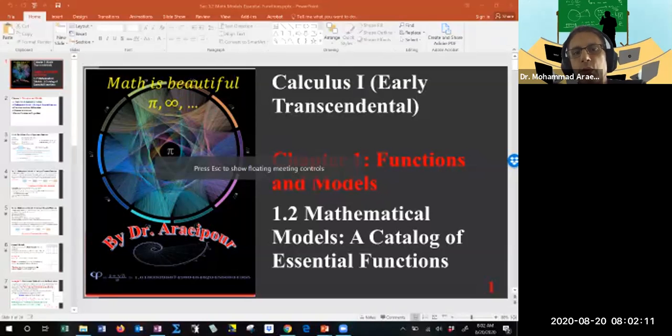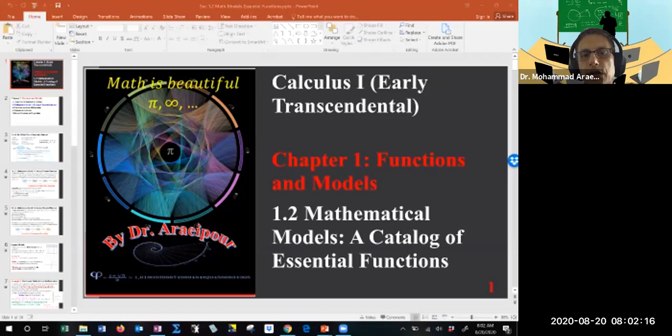Good morning, class. We are continuing with our lectures. This is section 1.2 of chapter 1, Mathematical Models, Catalog of Essential Functions.